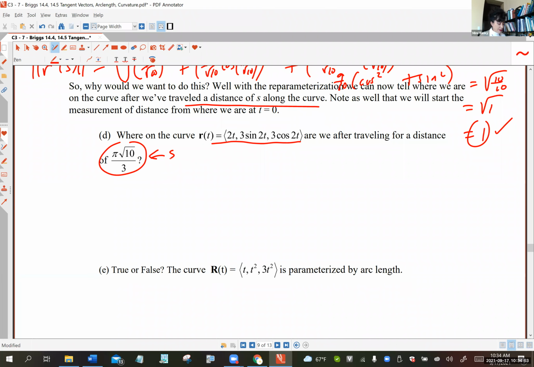So here's your helix, and they're saying that, assuming that we're starting here from t equals 0, would that start at the origin? No, t equals 0 looks like it would start at 0, 0, 3, like right here. So you traveled some distance here, and that's an arc length. So this distance would be a weird number, pi square root of 10 over 3. So what position are you at when you finish? So where's this finishing position?